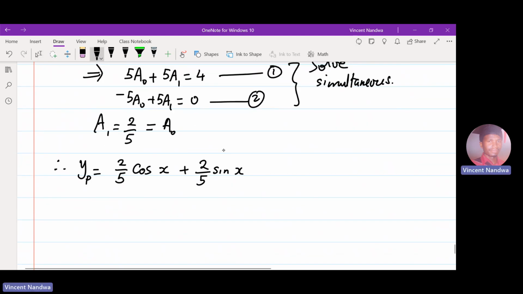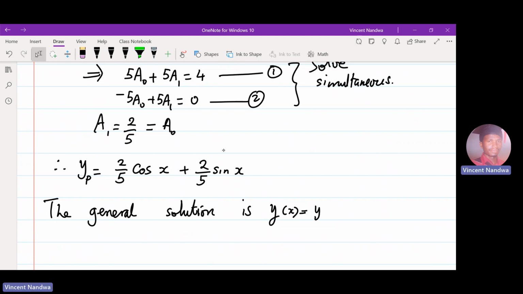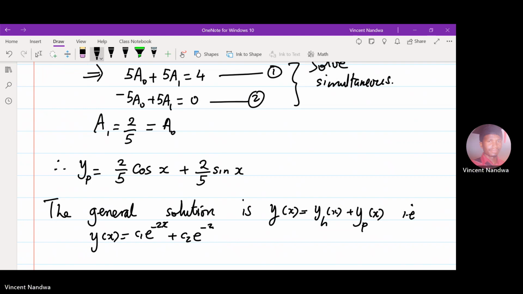So now the general solution is always y of x is yh plus yp, which will be y equals c1 e power minus 2x plus c2 e power minus 3x plus 2/5 cos of x plus 2/5 sine of x. Then you get your 4 or 5 marks.